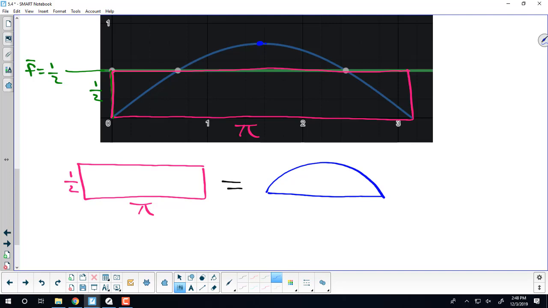Okay, so that's average value. Do y'all have any questions on that? I think that's the end. That's all we're doing for 5-4.